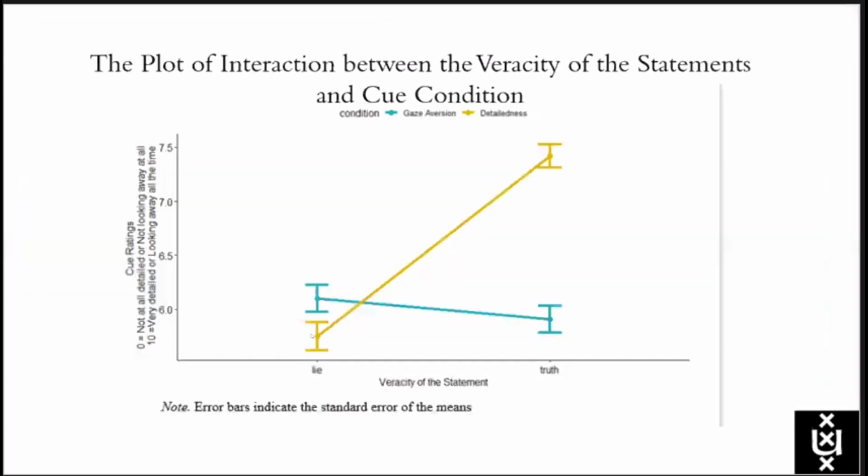subsequent analysis. And this is the graph showing that, so the golden line is the detailedness condition, showing that a lot of participants rated the truth statement as more detailed and the lie statement as less detailed. For the gaze aversion group, that's the blue line. As we can see, participants rate the lie statement as having more gaze aversion.